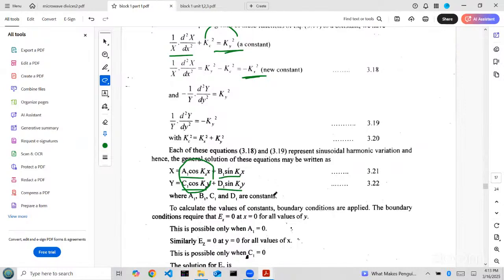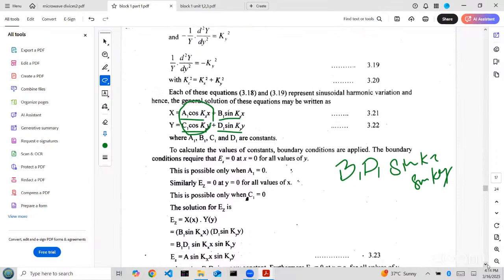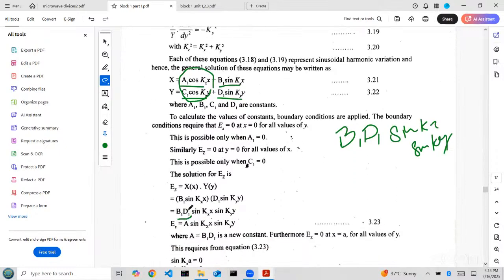What will you get? B1 D1 sin kx sin ky. Both are multiplied; the A term and C term are 0, so we multiply the B term and D term. We get B1 D1 sin kx sin ky, as written here. This B1 D1 is treated as a new constant A, and the sin kx term is there now.